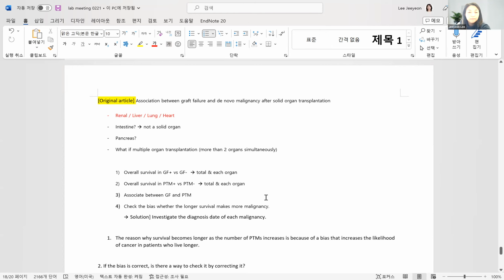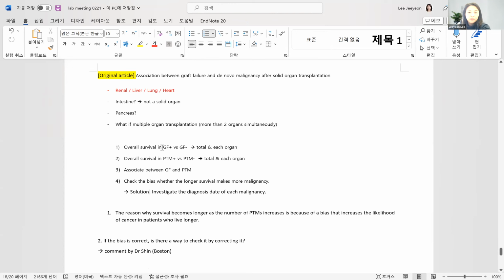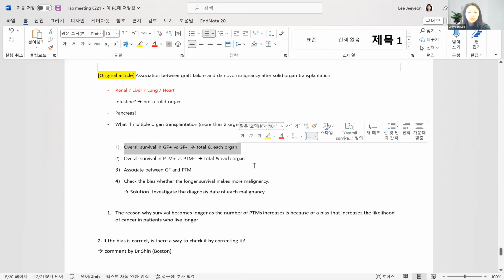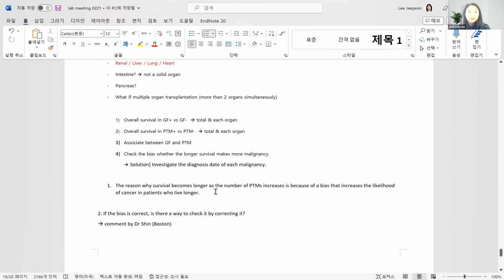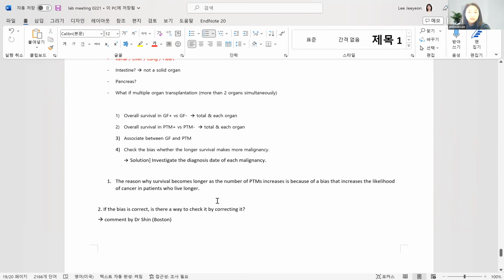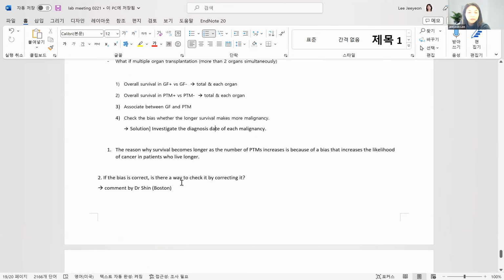I think we can see the overall survival totally and with each organ. And we can combine that and analyze the association between the two variables. And as you suspected about the bias, we're going to see. There are the diagnosis dates, so we can figure out the first occurrence, the second occurrence, and third occurrence. And maybe we can ask Dr. Shin about that phenomenon. Do you agree, Jian, that it can be a bias?